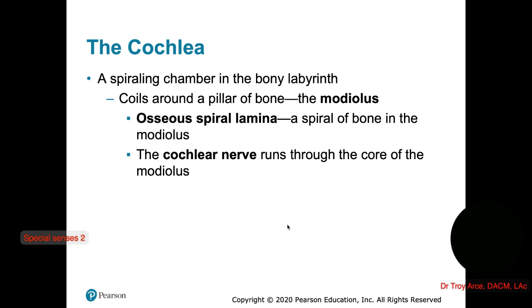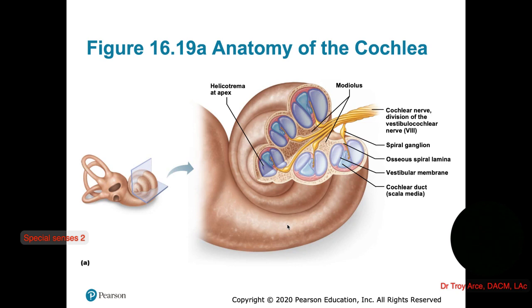Now, the cochlea is a spiraling chamber in the bony labyrinth, and this coils around a pillar of bone, the modiolus. The osseous spiral lamina is a spiral bone in the modiolus. The cochlear nerve runs through the core of the modiolus, as seen here.